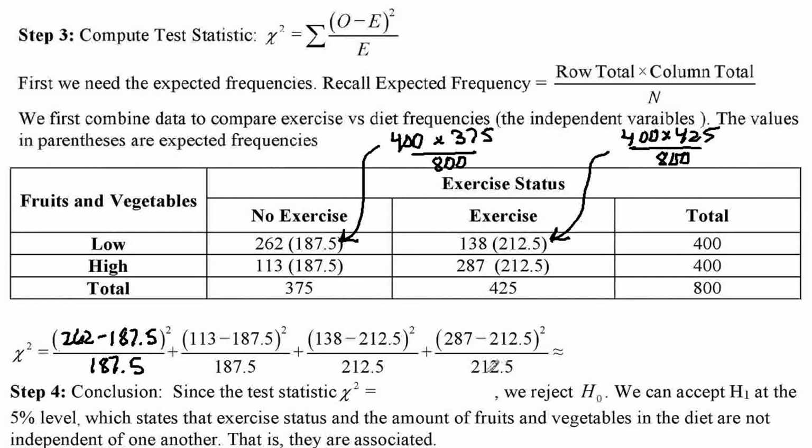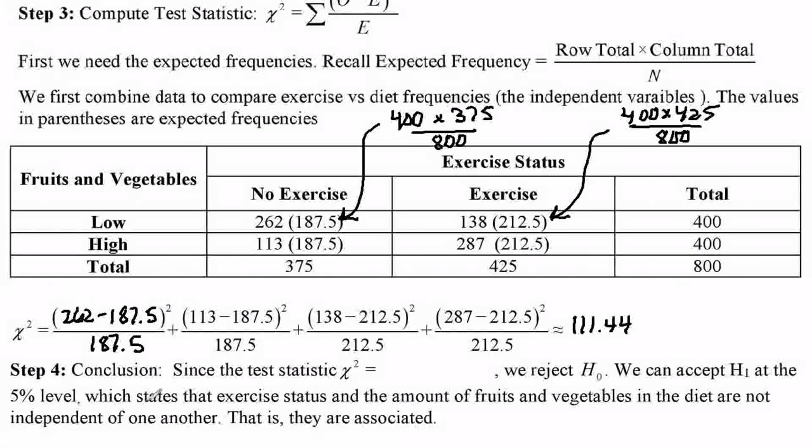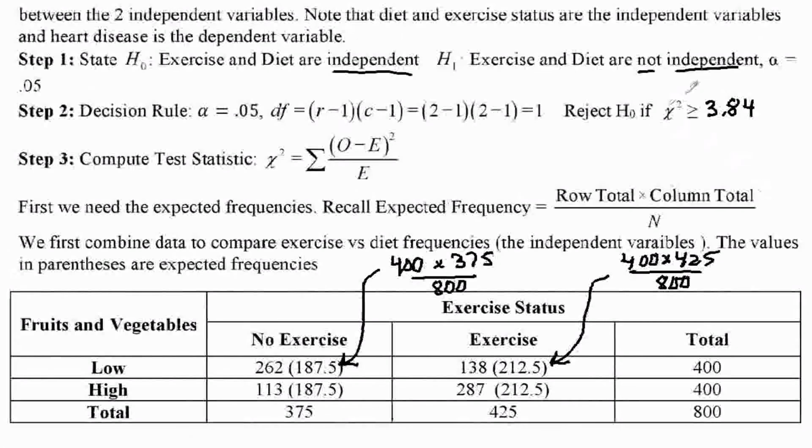So when I computed this on my calculator, I actually got quite a large value, which is not unusual if there's a lot of difference here, if they truly are independent. So I got 111.44. And then we state our conclusion, step 4 here. Our test statistic value was 111.44. And what we do is compare that to the 3.84, which was our critical value right here.